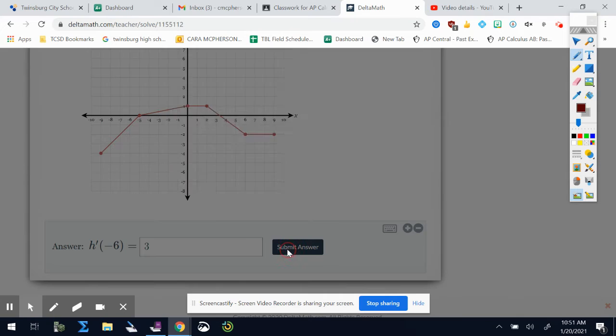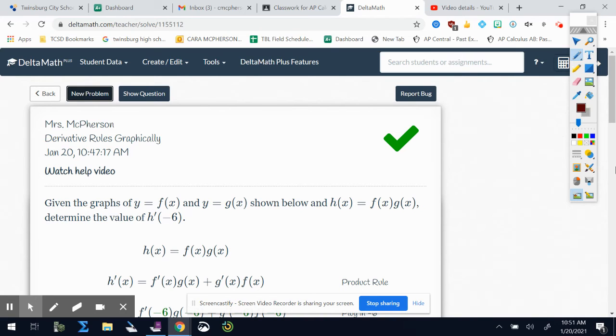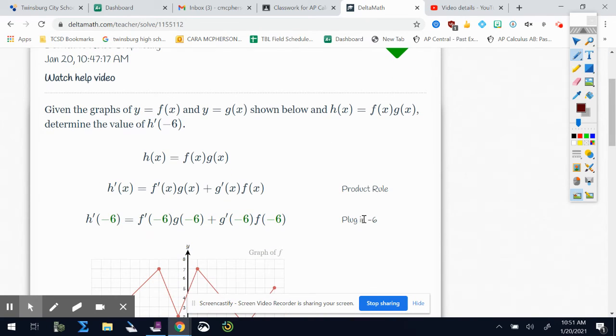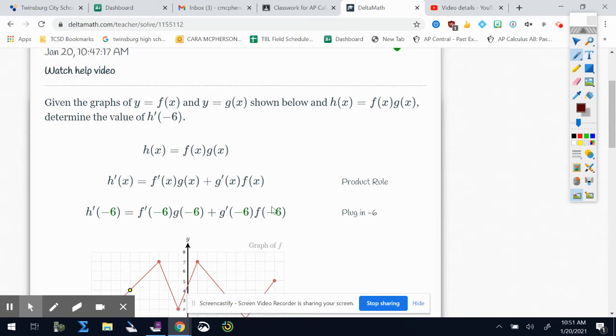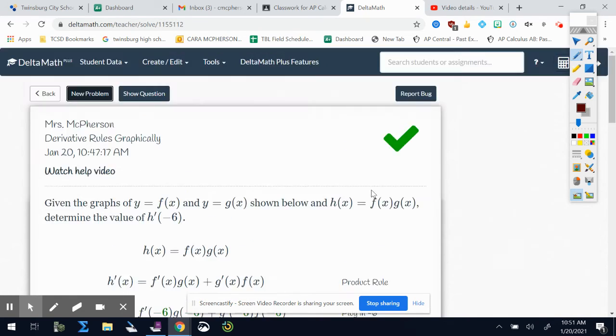The only thing that's tough for me to explain on here is the fact that I can't show you both pictures at once. I wish my screen would change. They do give a really good example if you need to see another one. It takes you through everything I did, and it even shows you where you're at in the picture, which helps. It tells you the slope, tells you the y value.